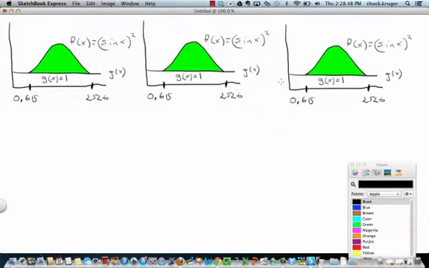Hi, we're taking a look at the previous problem, and if you notice, I put three graphs of this.